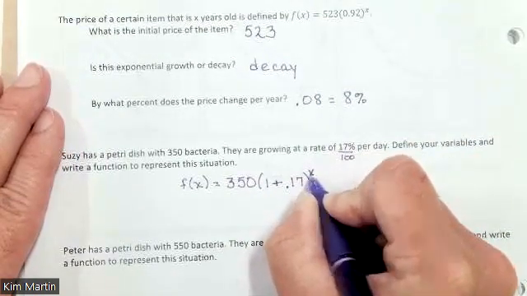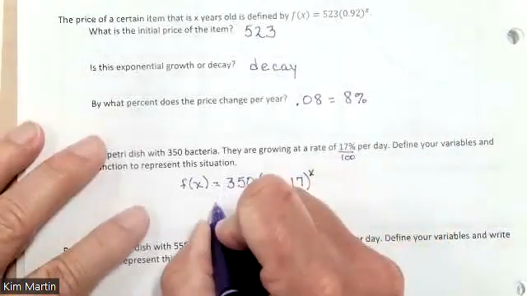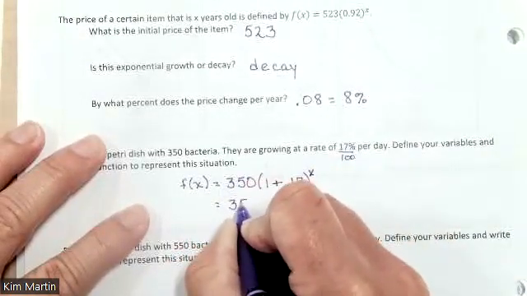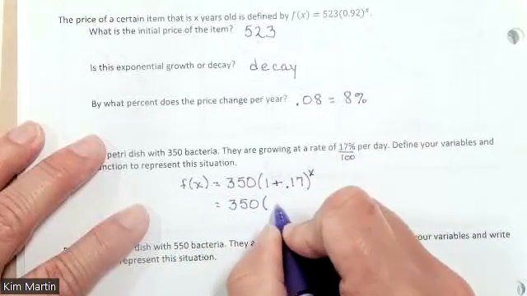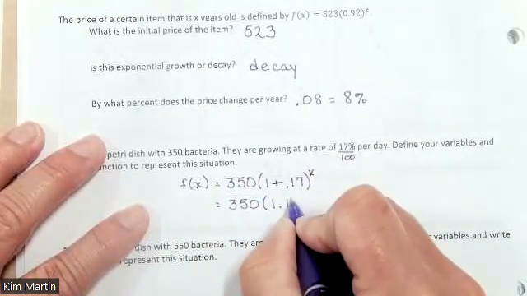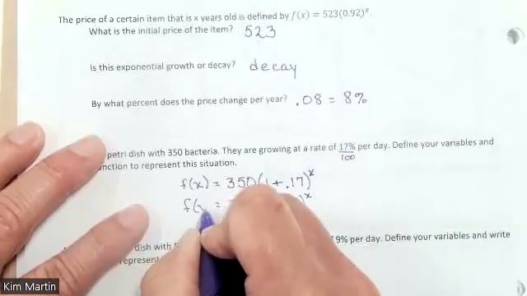Because we do not know how much time, and it didn't say to solve it, it just says to write the function. If it gave us the amount of time, we could just plug that in for x. But now what we have to do is just simplify this. 1 plus 0.17 is 1.17 raised to the x power. So that's our function.